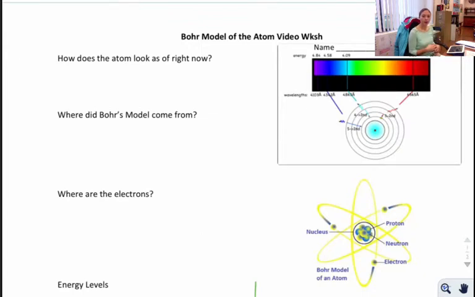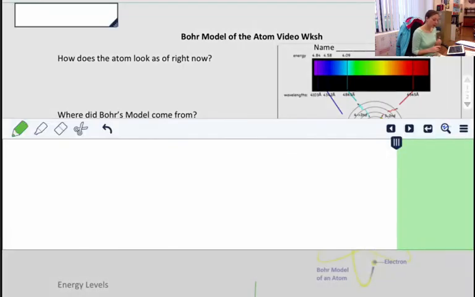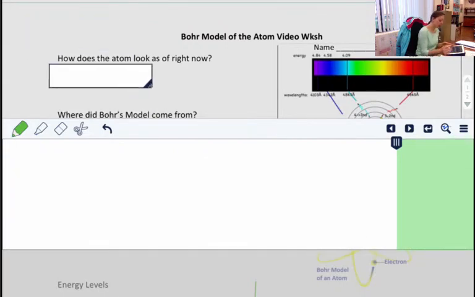All right, we're going to look at the Bohr model of the atom here in this video. This is something you should have looked at your freshman year, so we're just going to recap a little bit about how this model works and what it looks like. As of right now, your atom looks like a nucleus that has protons and neutrons in the center, and then you have electrons around the outside. We haven't talked about yet where those electrons are located.